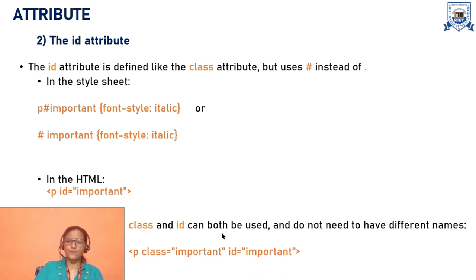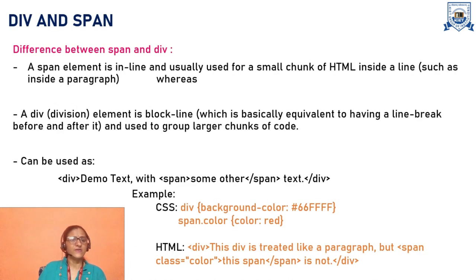Class and ID can both be used and do not need to have different names, because class is one property and ID is another property. So we can have the same name for them: for class also important, for ID also important. We have used that here. Now div and span.